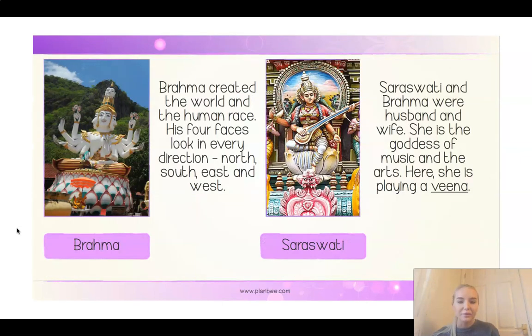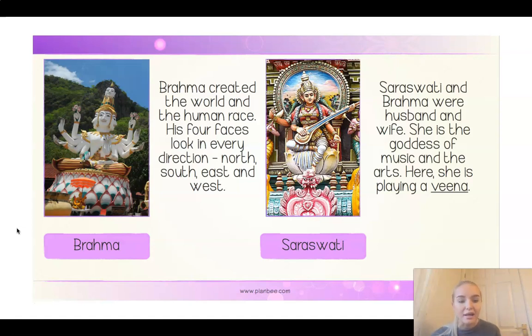Okay, so on the left here, this is Brahma. Now Brahma is known as the creator. Brahma created the world and the human race. So he created all the humans in the world according to the Hindus. His four faces look in every direction. They look north, south, east and west. So what does this tell you about Brahma? Brahma is everywhere, okay? So he is the creator of the world.